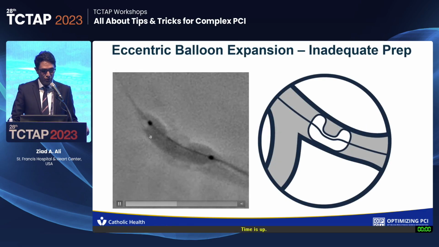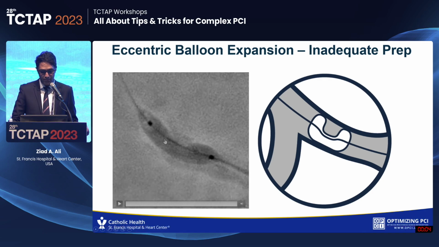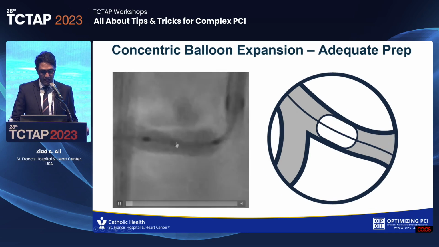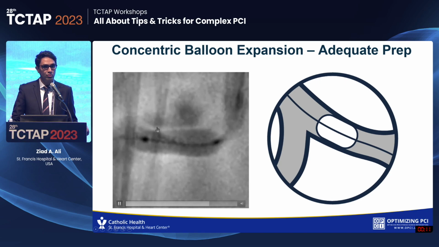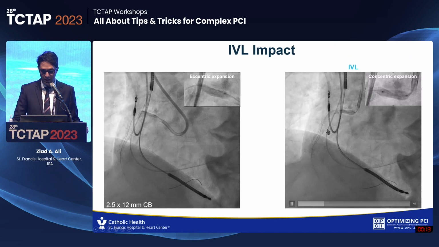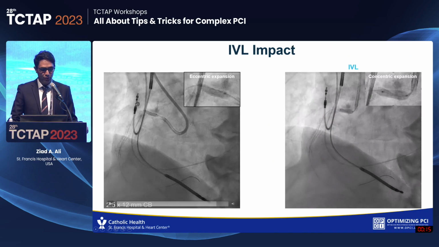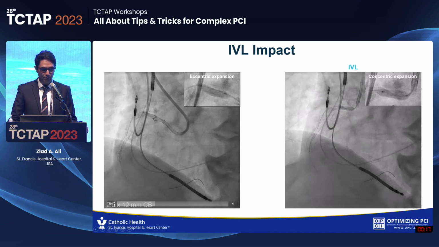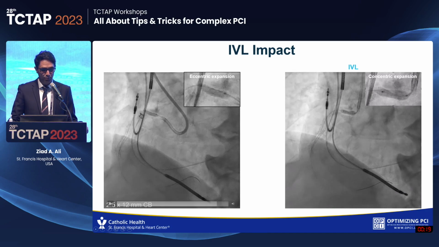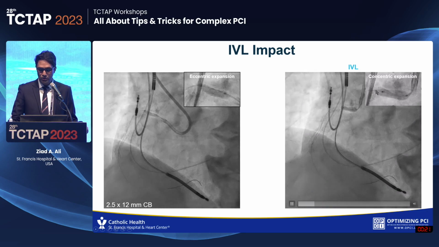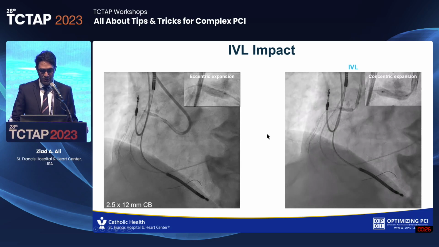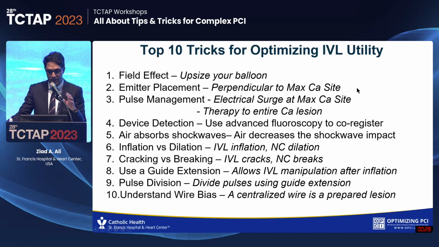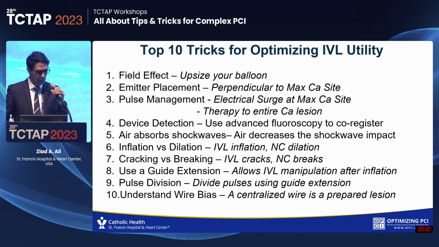Finally, understand wire bias. If you see the wire abutting the calcification, your lesion is not prepared. What should happen is your wire should be in the middle after lesion preparation, and this will happen progressively using IVL. Here's an example. This is the pre-balloon. This is a 2.5 semi-compliant balloon. You can see the wire is completely eccentric. But as soon as we start performing IVL, the lesion yields and actually leads to centralization of the wire. So these are my top 10 tricks for optimizing IVL utility.